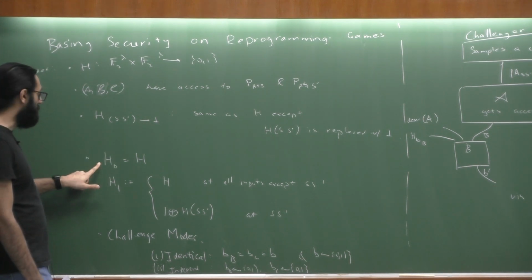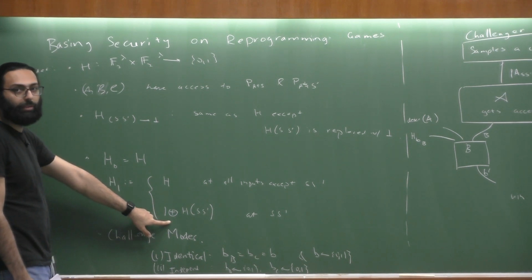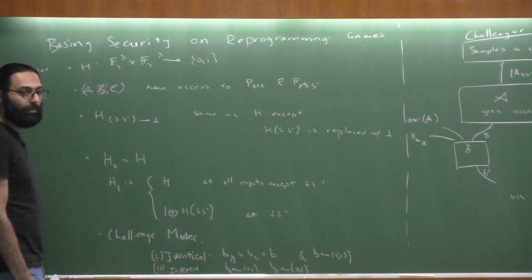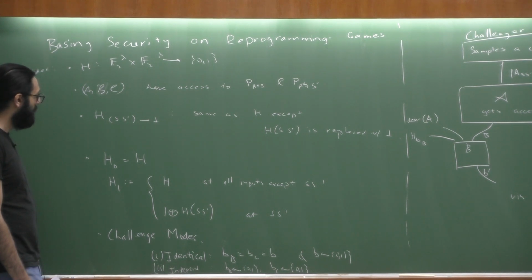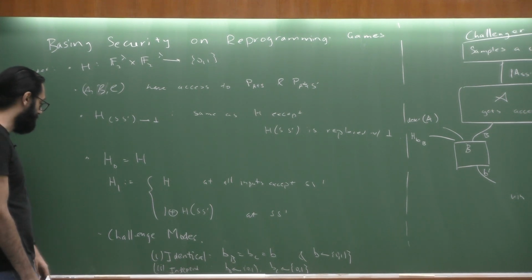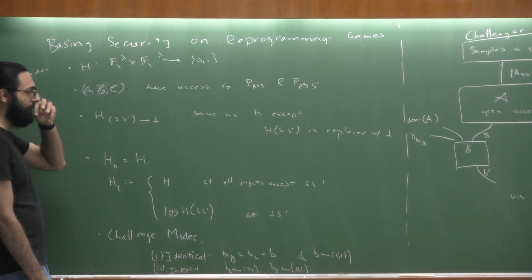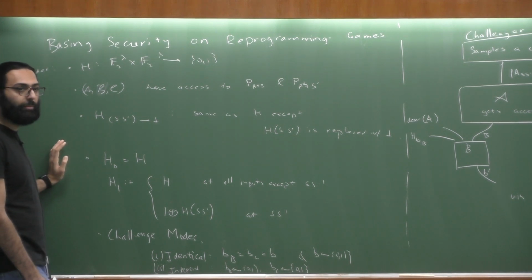H0 is the same as H, and H1 is the same as H, except that it flips the bit at SS prime. I was confused about the subscript. So SS prime going to perp is a different oracle. Yeah, sorry. It might be slightly confusing, but that's just notation, so there's nothing very deep happening. Is the notation clear? What is happening?